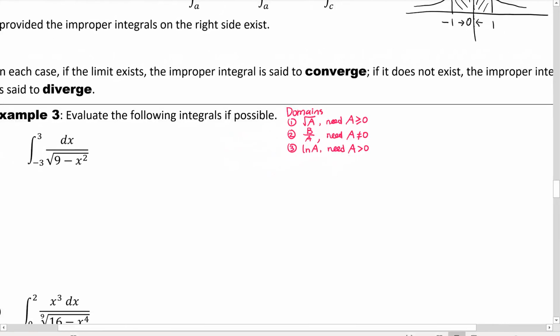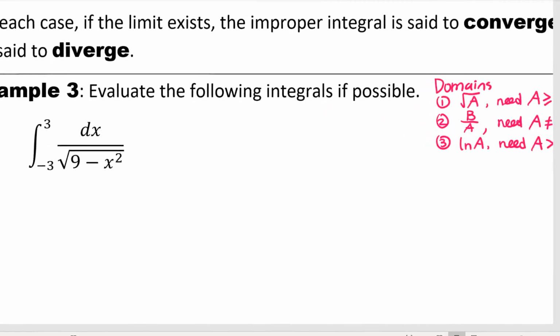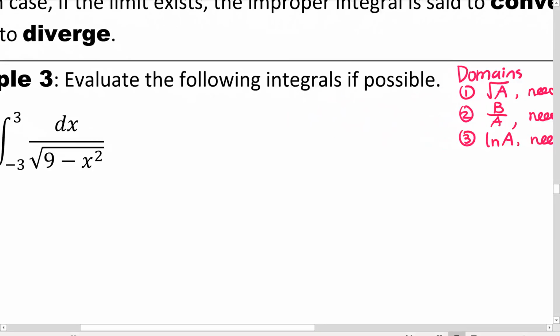Alright, so here you can see we have the denominator and we also have the square root. So combine them. Because of the square root, we require the things inside to be greater than or equal to 0.